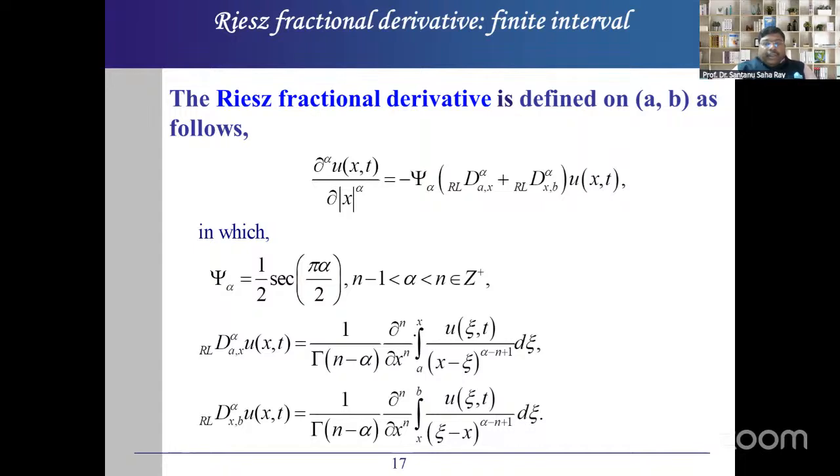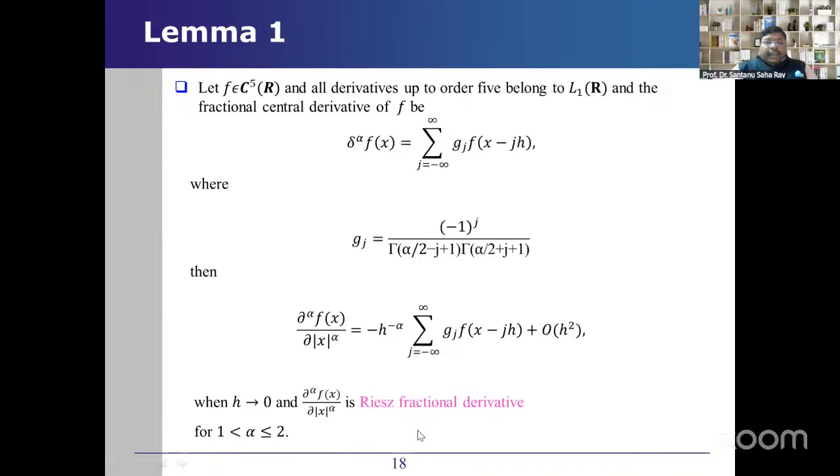This is a finite domain, and here also it is a linear combination of the left Riemann-Liouville derivative and the right Riemann-Liouville derivative. Now, Lemma 1: this lemma shows that when the function belongs to the space of continuous functions whose fifth order derivatives are continuous, and all the derivatives up to fifth order belong to the Lebesgue space L1(R), then the function f(x) can be discretized using the fractional centered derivative.